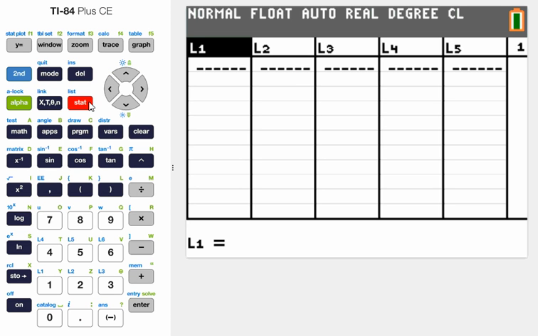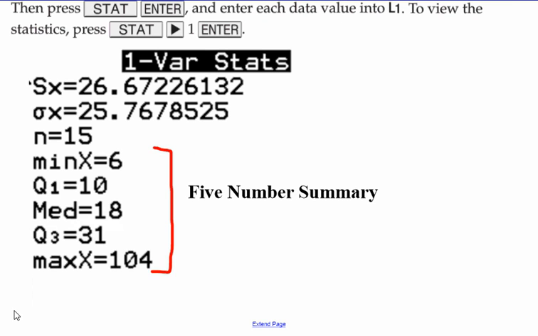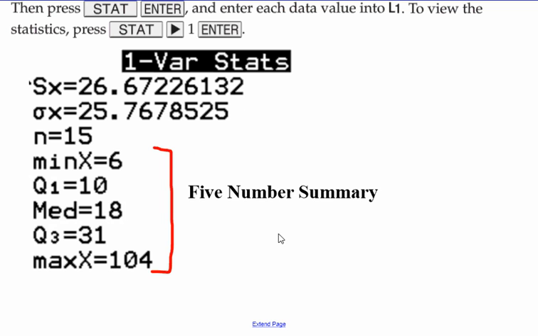Again, once you've entered your data, over to calculate, you're going to choose one variable statistics. We only have one variable, and that's number of nuclear power plants. You hit enter, and it will output the following data. You might need to scroll down when you output it, and at the bottom, it actually will output for you the 5-number summary, and here it is.